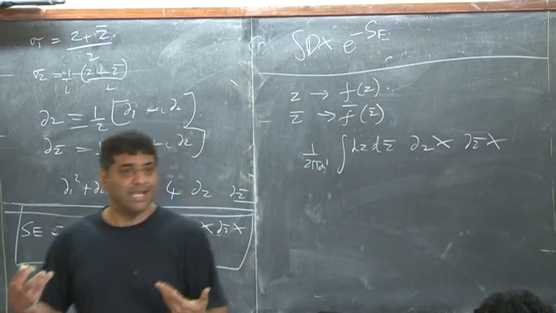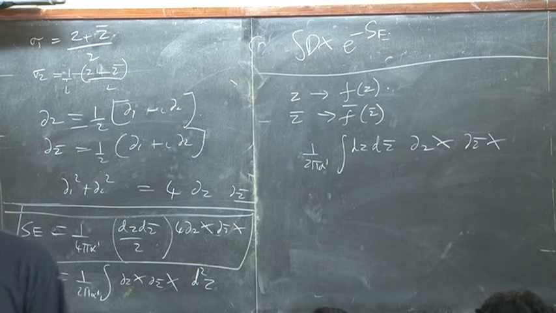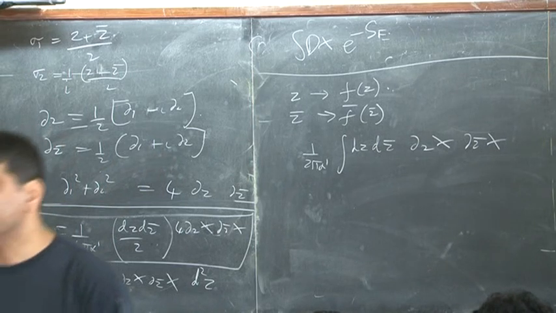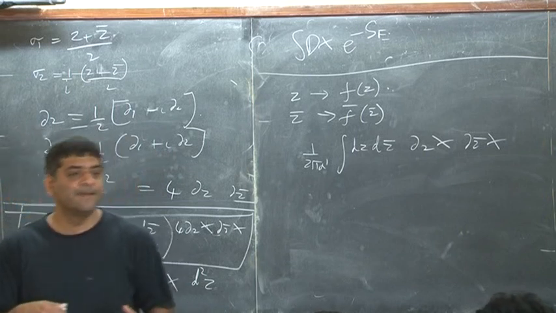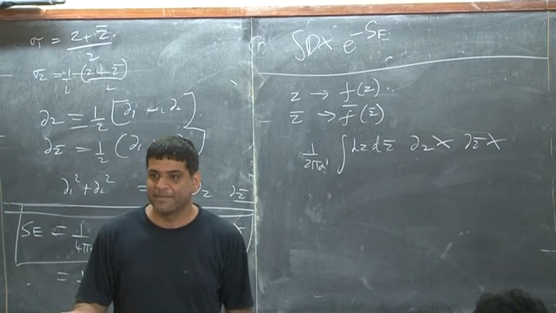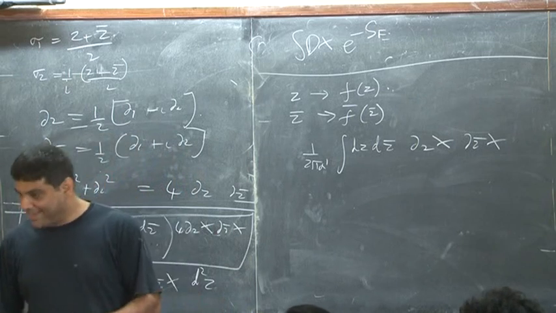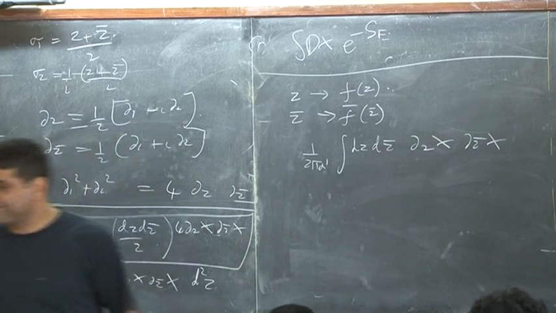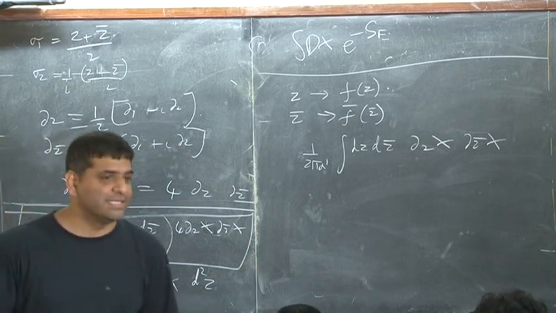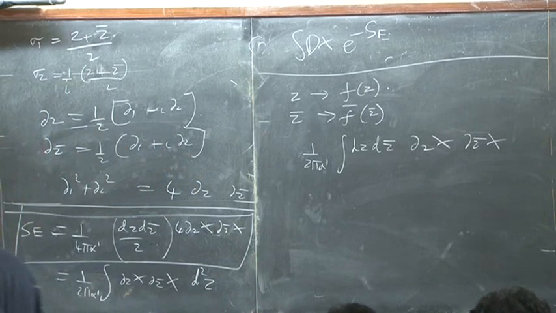This is simply the Euclidean reflection of a fact that we had seen earlier in Lorentzian space. What was this fact? That the action had an invariance under sigma plus being redefined as a function of sigma plus, and sigma minus being redefined as a function of sigma minus.